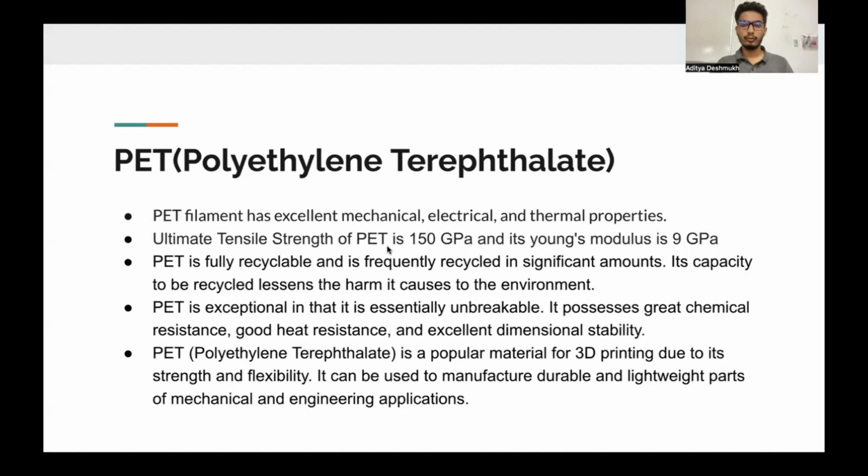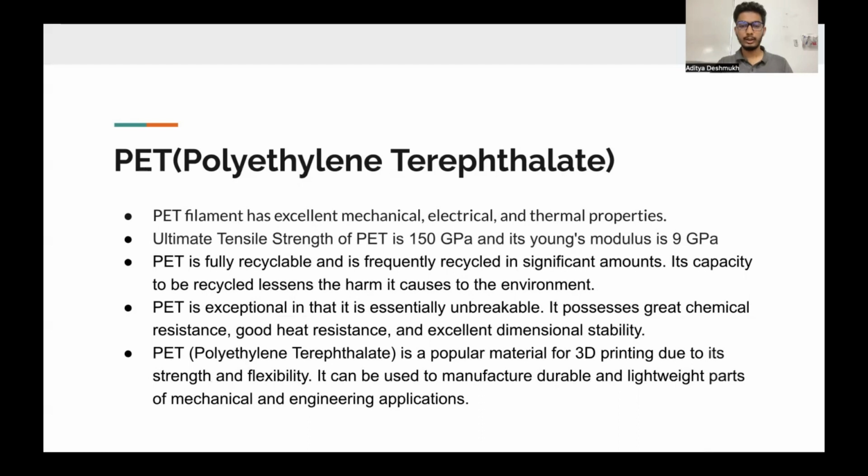PET filament is known for its excellent mechanical, electrical, and thermal properties, making it an ideal material for creating durable and lightweight parts for mechanical and engineering applications. PET has an ultimate tensile strength of 150 gigapascal and Young's modulus of 9 gigapascal, which means it has excellent strength and flexibility. Additionally, PET is fully recyclable and frequently recycled in significant amounts. PET is also known for its exceptional strength and durability.